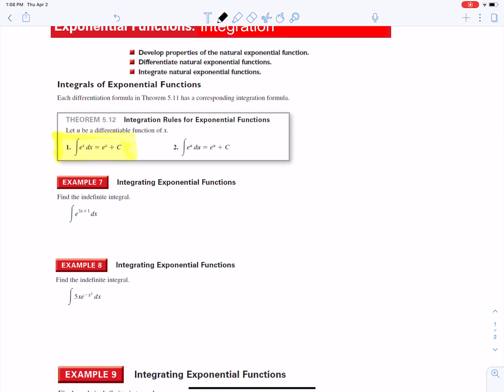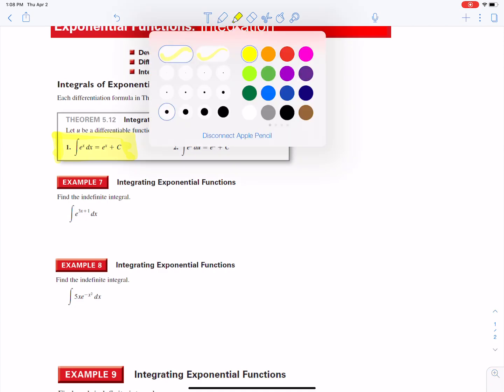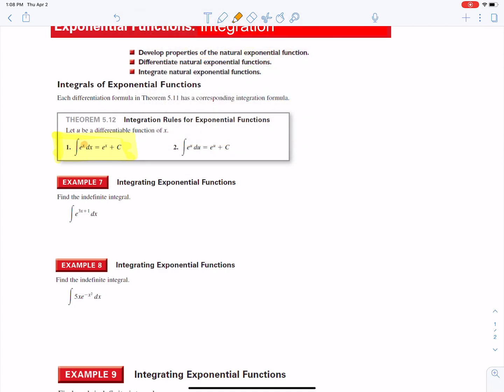Now, if the exponent is anything other than an x, you may have to think of using integration by substitution, as long as it works. So let's try the first example. If I look at the exponent, the derivative of the exponent is 3, and I'm missing just a number, which is fine because I can introduce the number on top and bottom.